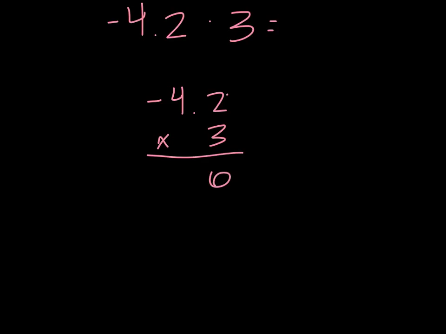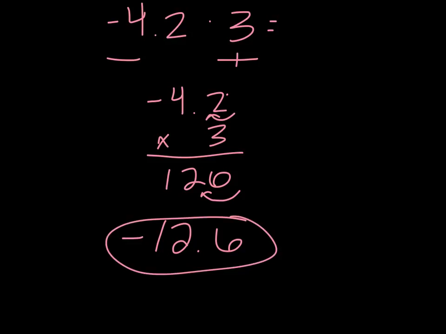Try multiplying this decimal on your own. Pause the video, work out the problem, and then play the video to check your answer. Try negative 4.2 times 3. So again, we line up our last digit. 3 times 2 is 6. 3 times 4 is 12, and since we have 1 decimal place here, we move our answer over, so our answer is 12.6. We have 1 negative and 1 positive, so our answer is negative 12.6.